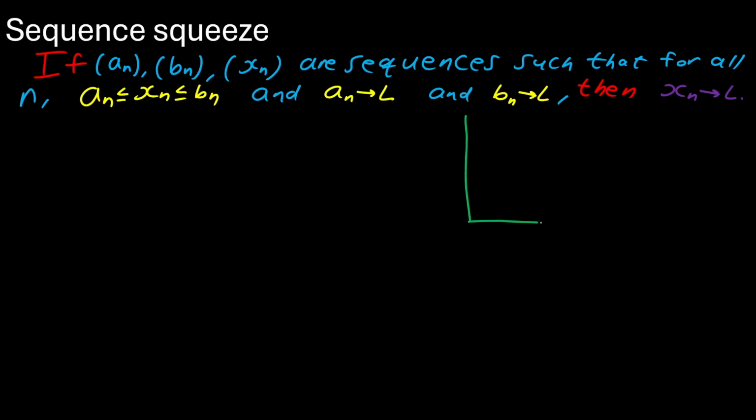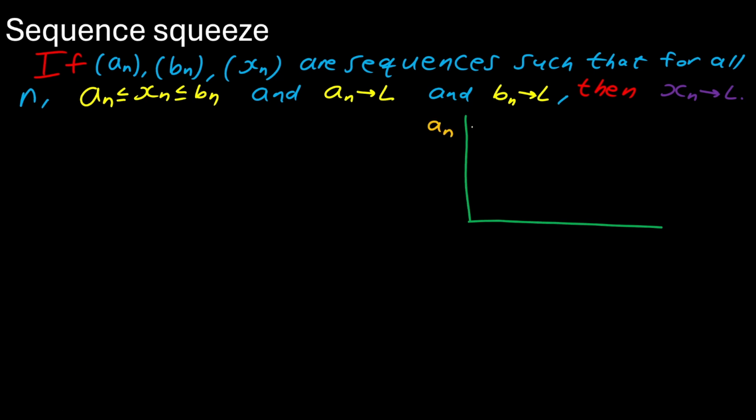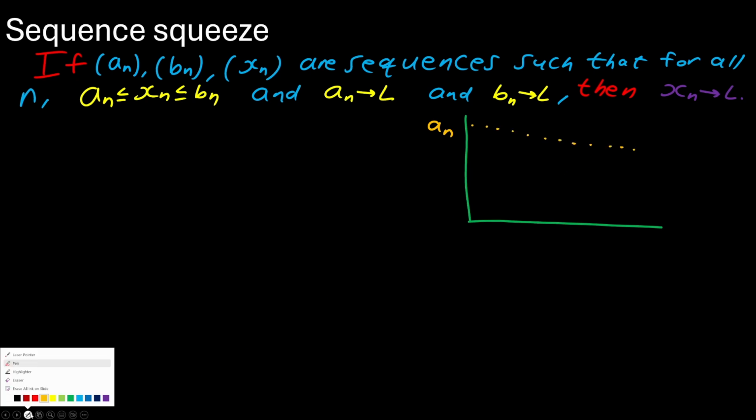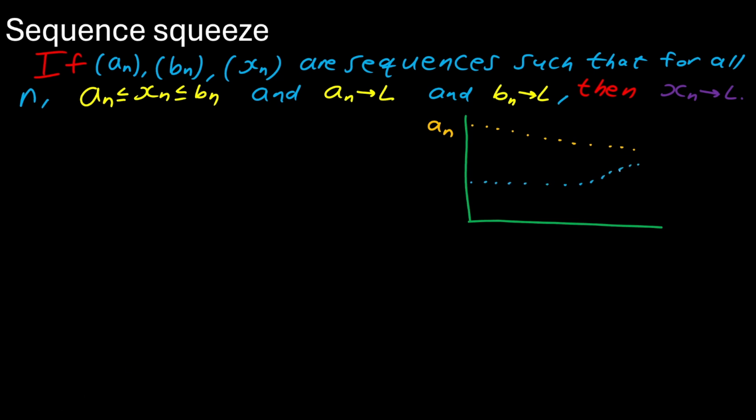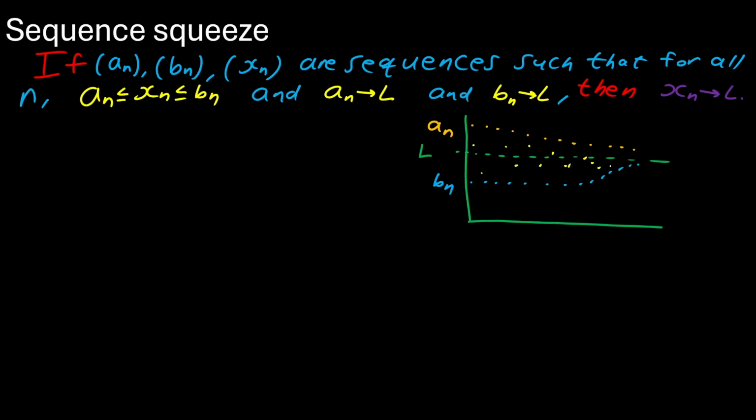So we maybe do an in this orange, and we maybe have bn in this light blue, and we have L right here. And then xn is bouncing around all in here somewhere, but it has to stay between an and bn.